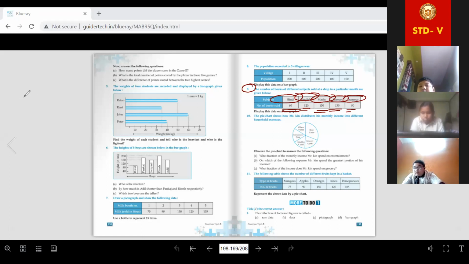For that, we have to draw two axes, two lines: one horizontal, another vertical. X-axis, Y-axis. I cannot draw it properly as I am using a graphic tablet. Wait a minute. Any one of you, just note down 60, 120, or keep the book open. Yes, ma'am, we have. Then it is okay.